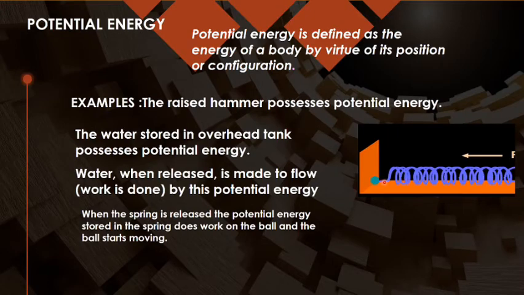But if you have a body you are raising against the gravitational force, then we will be talking about gravitational potential energy. So it is defined as the energy of a body by virtue of its position or configuration. By position, we call it gravitational potential energy. If it is because of the configuration, then we call it elastic potential energy. So both these energies are in your syllabus: gravitational potential energy and elastic potential energy. So you have to study in detail about the gravitational potential energy as well as the elastic potential energy.